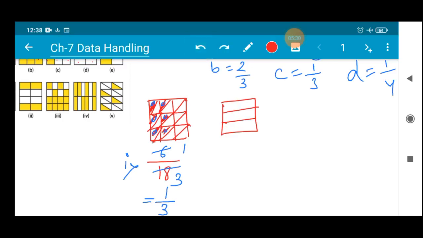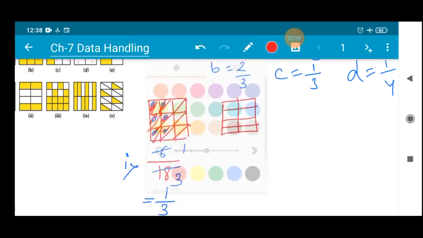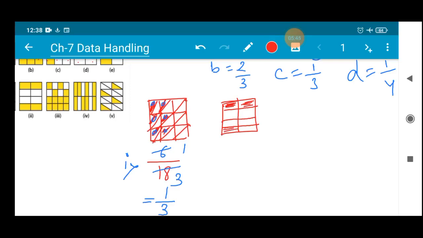Whenever you are making any figure and representing it as a fraction, the parts should be equal. So this is the first, second, third and the fourth one.